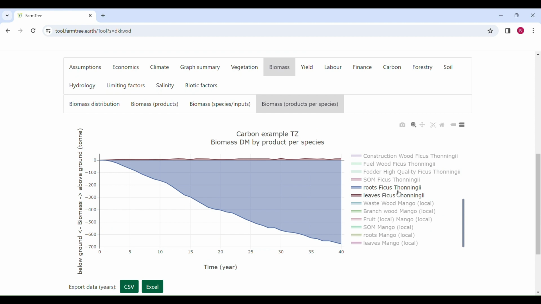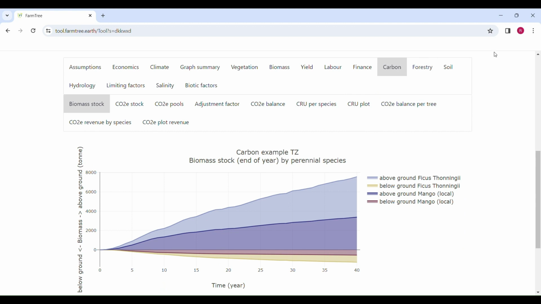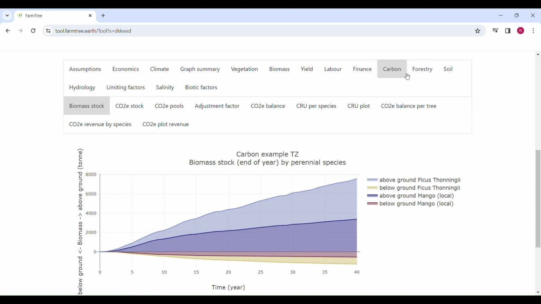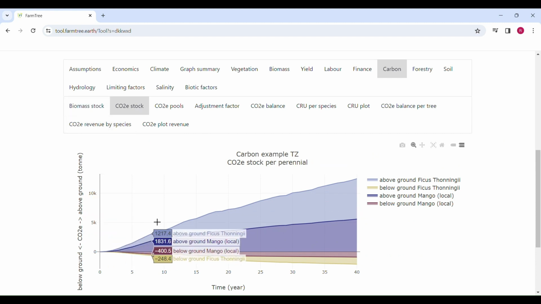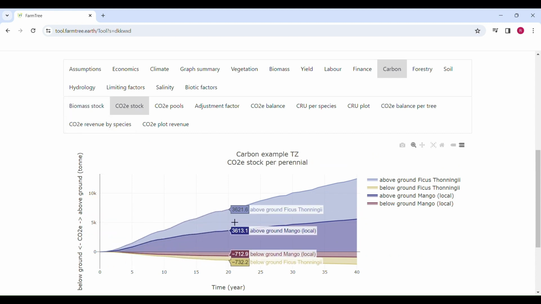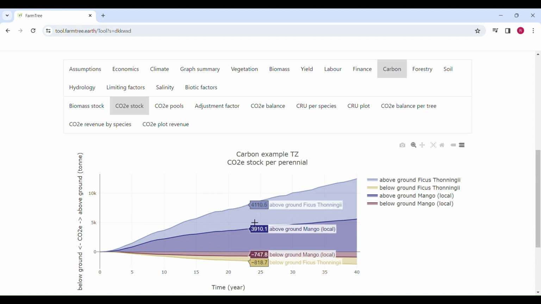Then we go to carbon. The first graph that appears is biomass stock, and for carbon, only perennial species are considered. So our crops are not considered anymore, and we only see mango and ficus. Now, what is the potential of our plot plan to remove CO2 from the atmosphere? We can see CO2 equivalent stock. So over time, we see per perennial species the CO2 equivalent stock above ground and below ground.